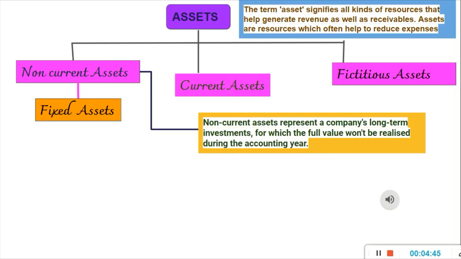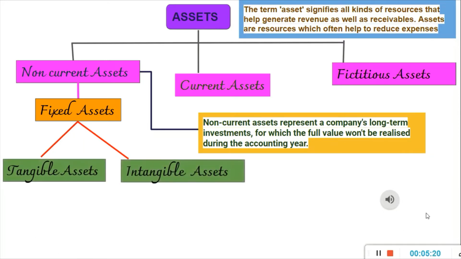Like machineries, whatever equipment or machineries we require for running a business, all those machineries are our assets. That is also fixed assets because it is for a long term. Like furniture, like plant, right? So these all are our fixed assets. Clear? Now these fixed assets can be divided into two. What are they? Tangible assets and intangible assets.